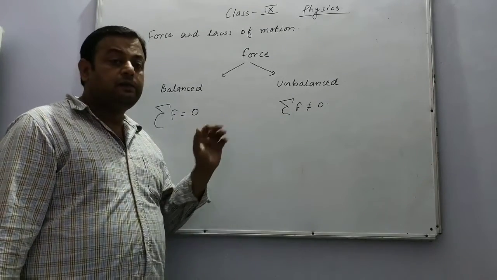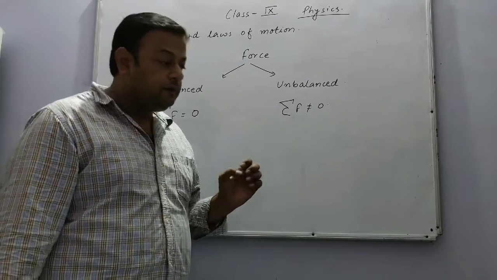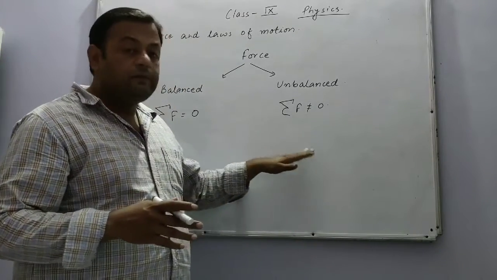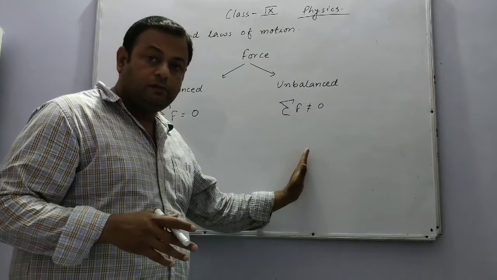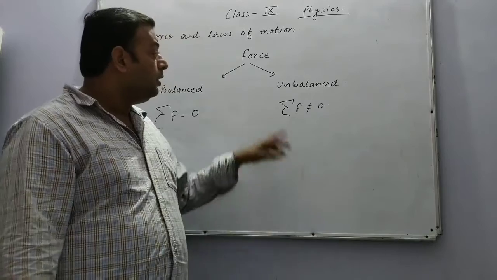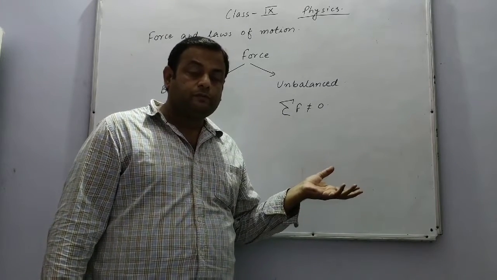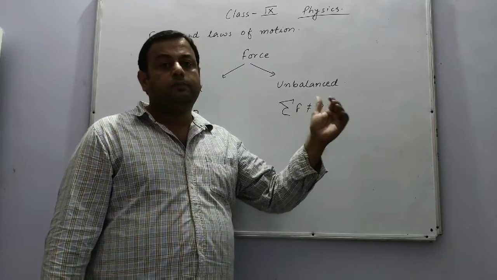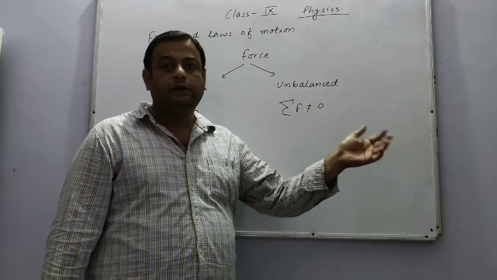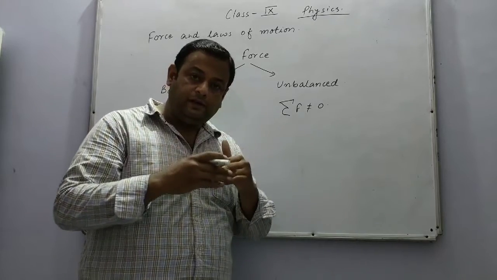Whereas in the case of unbalanced force, the object cannot remain in the rest position. Suppose we have kept the book and we apply the force, then the book starts moving in the direction of the unbalanced force. Or if the object is moving and we apply an unbalanced force, then the object will either accelerate or retard, meaning either the speed increases or the speed decreases.